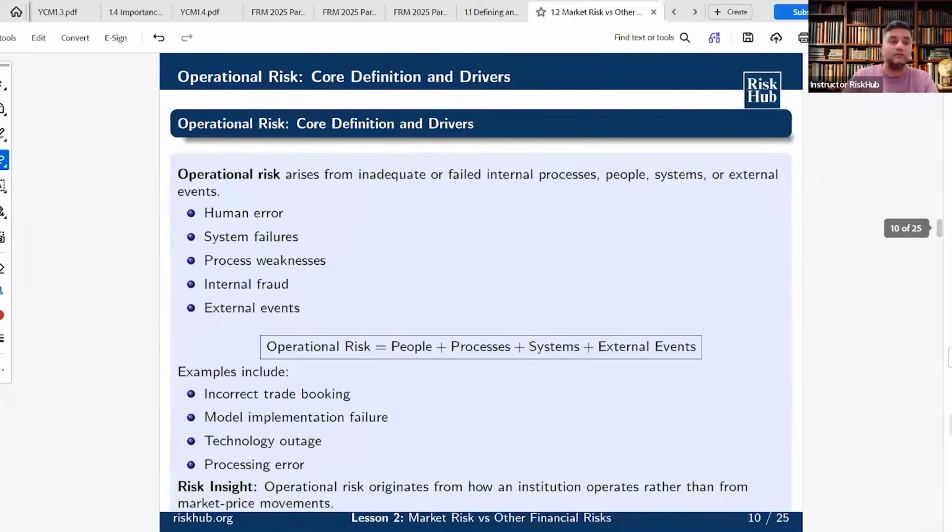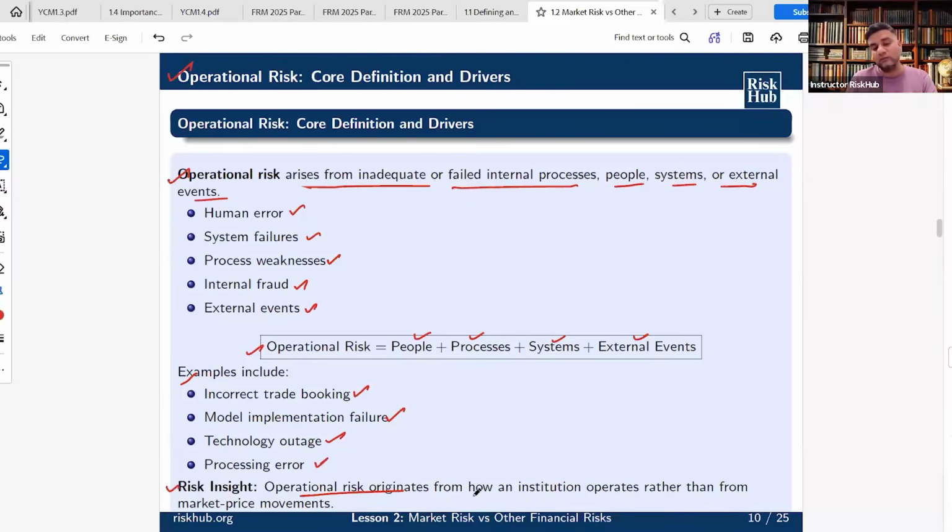Then we go to slide number 10, which is operational risk. Core definition and drivers: operational risk arises from inadequate or failed internal processes, people, systems, or external events. Human error, system failure, process weakness, internal fraud, external events. Examples include incorrect trade booking, model implementation failure, technology outage, processing error. Risk insight: operational risk originates from how an institution operates rather than from market price movement.